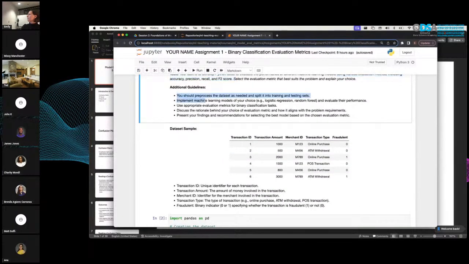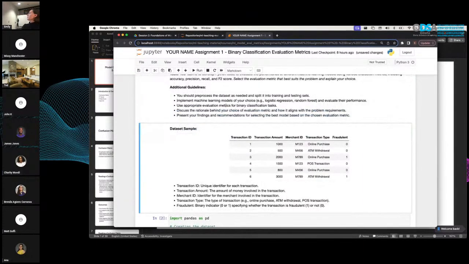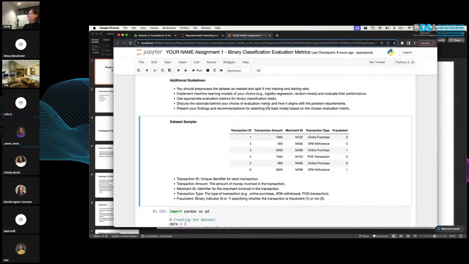And then here's some additional, so you're going to take this data, pre-process it, split it into your training set and your test set. You have to split into training and test set, or you don't have anything to evaluate on. And then implement a model of your choice, then use the appropriate evaluation metric for this task and discuss the rationale behind it, and then kind of just talk about what your findings were.